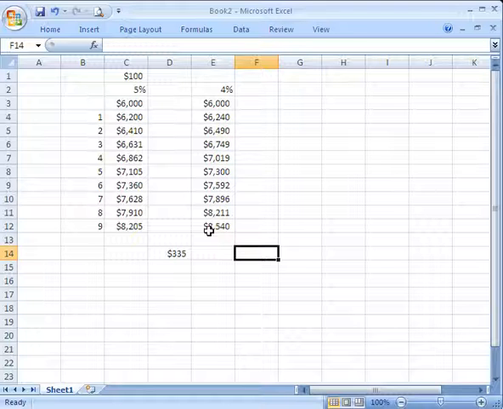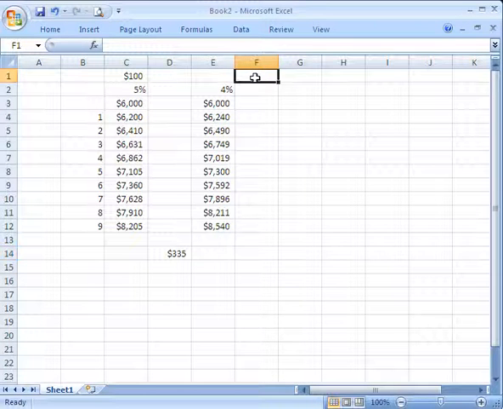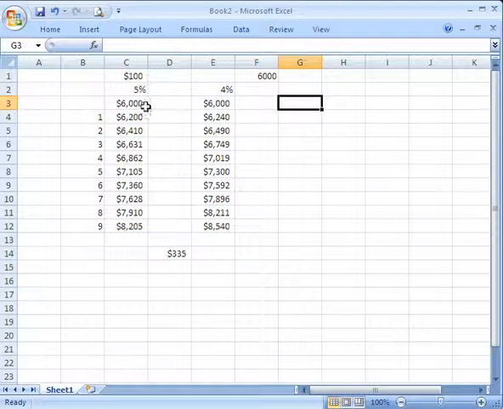Our last problem to overcome is that it's hard to change this number and this number separately. First of all, it's hard for us to do it manually. Second of all, it makes it impossible for us to use goal seek. So here's the second trick. Let's put our investment amount here and simply copy it into these two locations.